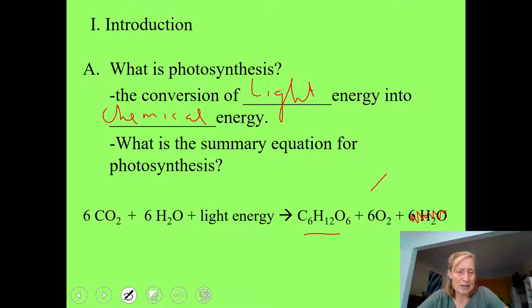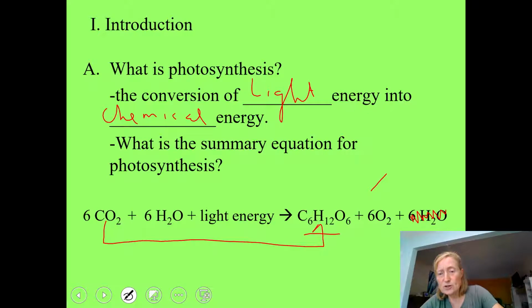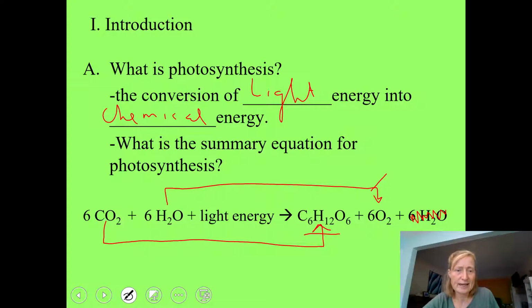What we can say about this reaction is that this summary equation is a redox reaction. Carbon dioxide is reduced to a sugar, and water is split, or oxidized. So carbon is reduced. That means it's going to pick up electrons to make the sugar, and water is oxidized. It's going to lose electrons. It's going to be split, and we're going to have oxygen as a byproduct. All right?